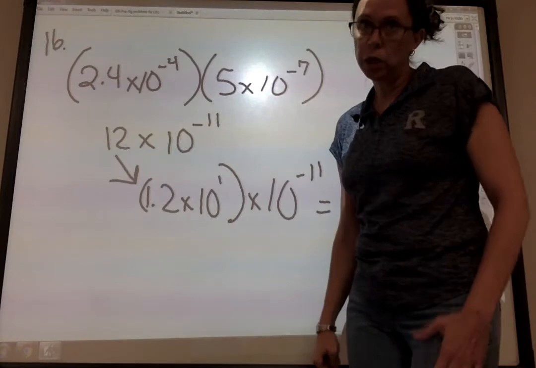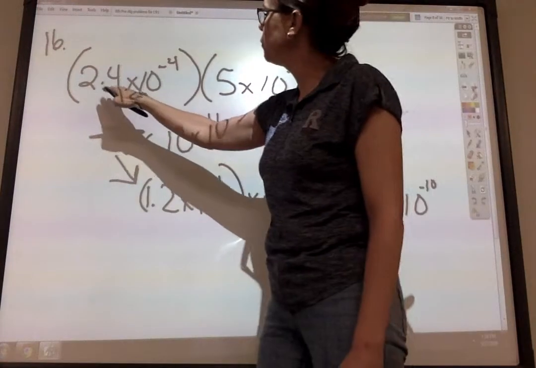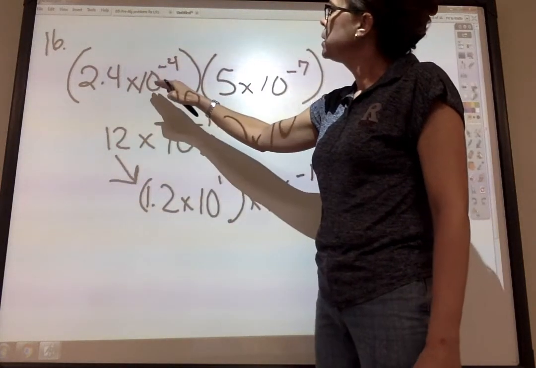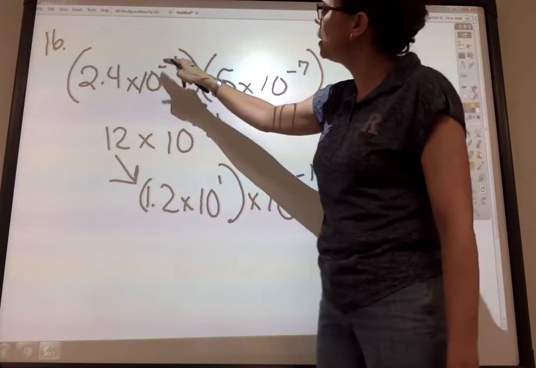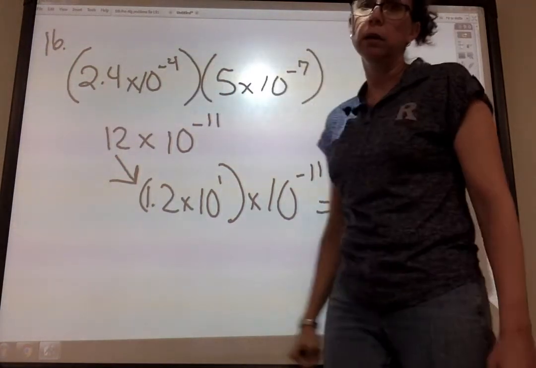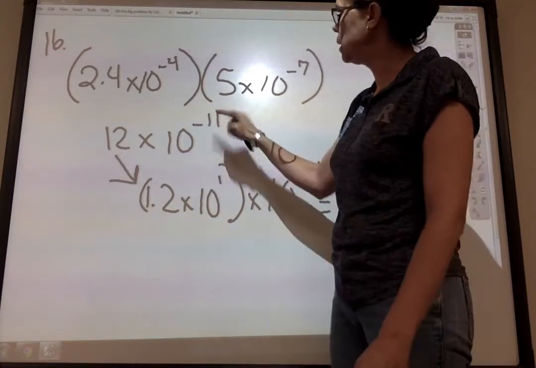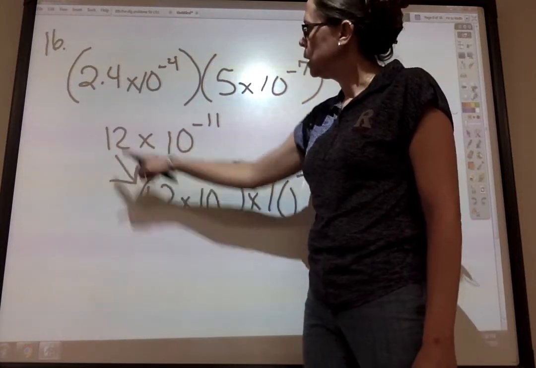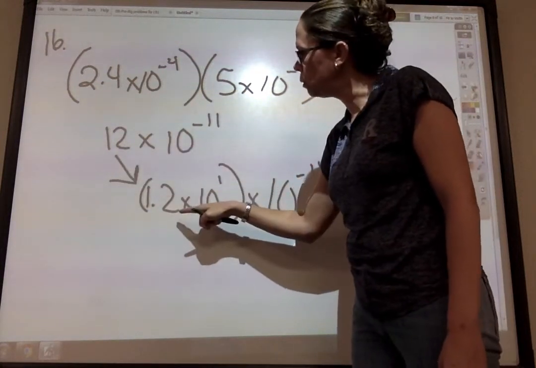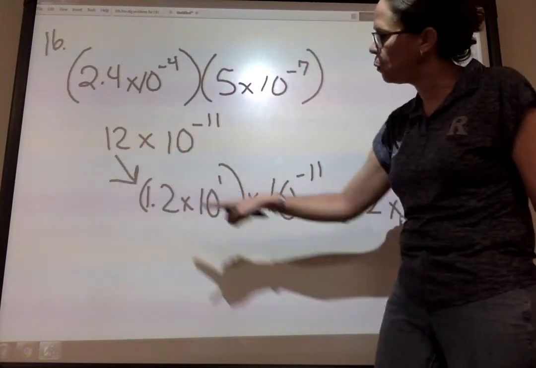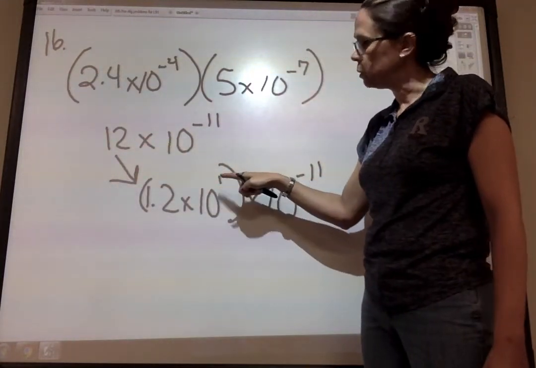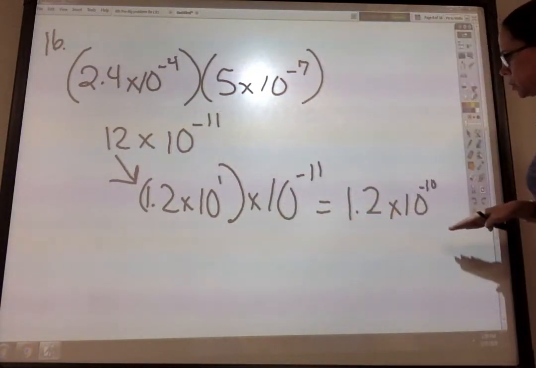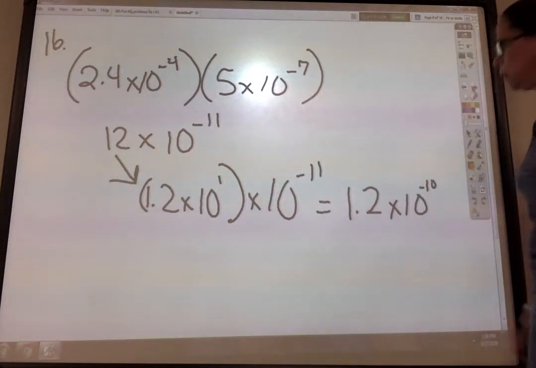Next, we've got multiplication in scientific notation. I'm going to do 2.4 times 5 first. That gives me 12. 10 to the 4th times 10 to the negative 4 times 10 to the negative 7. Negative 4 and negative 7 combine to make negative 11. Oh, 12 is not in proper form. 12 needs to turn into 1.2, but I've got to show that it originally was 12, so I say 1.2 times 10 to the 1st. Then I bring back in my times 10 to the negative 11. Final answer, 1.2 times 10 to the negative 10.